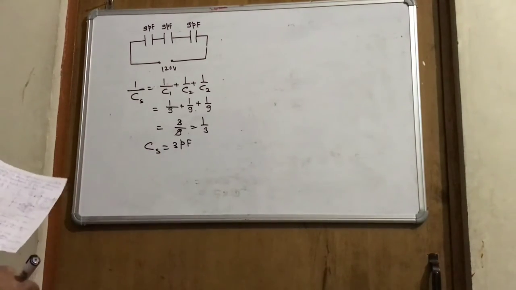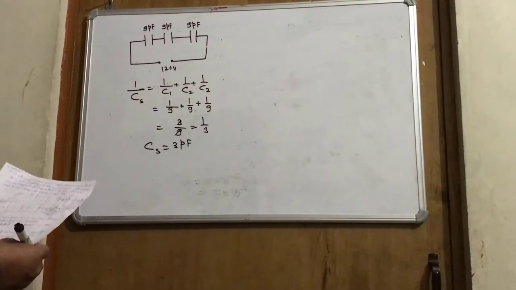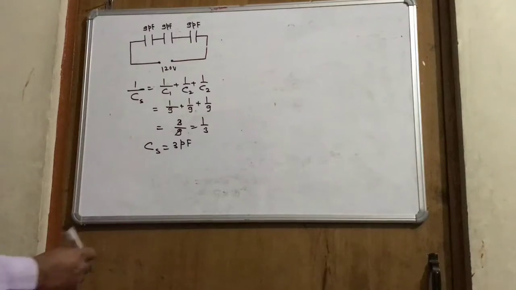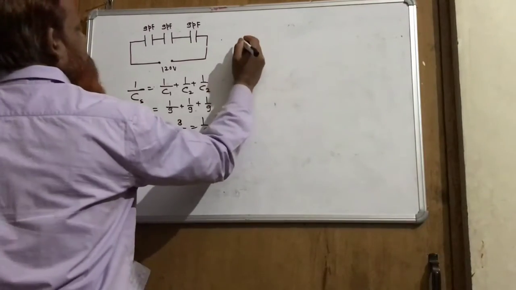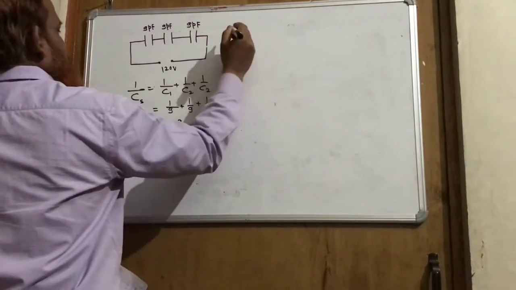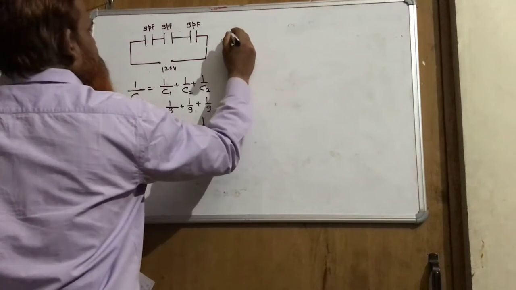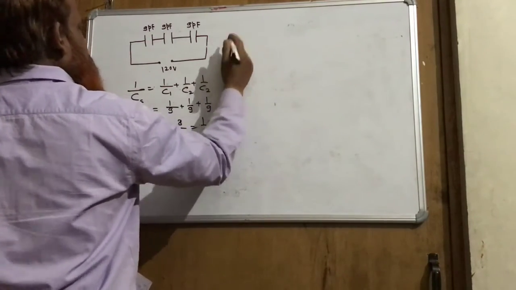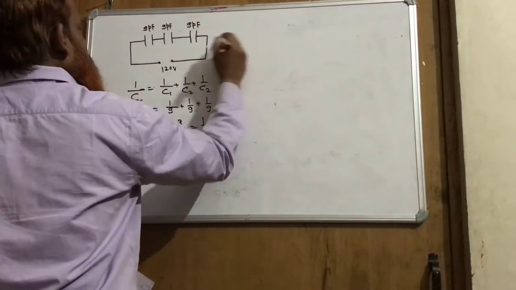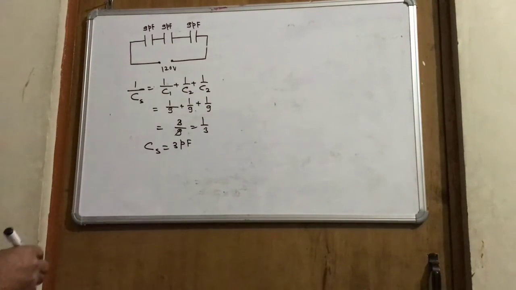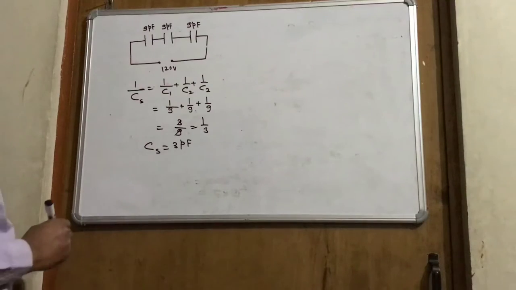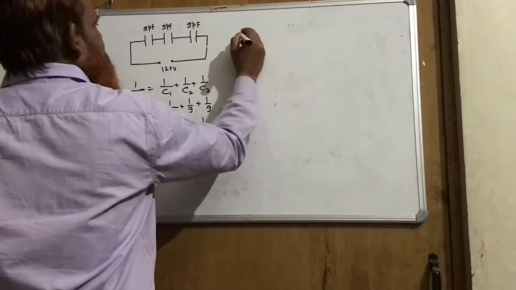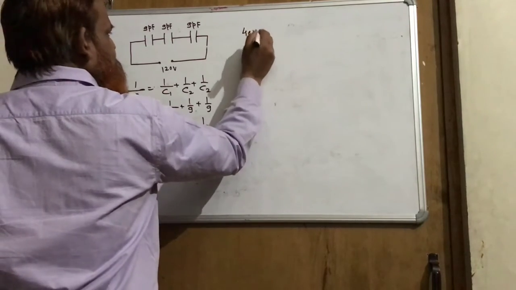Now we want to find the potential difference across each capacitor. Because there are three capacitors, each of the same capacitance, the potential will divide equally, and it will be 40 volt each.